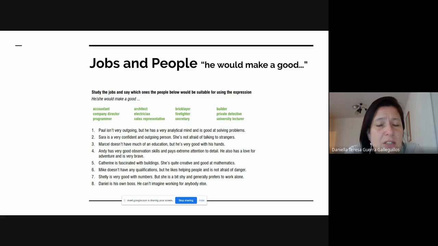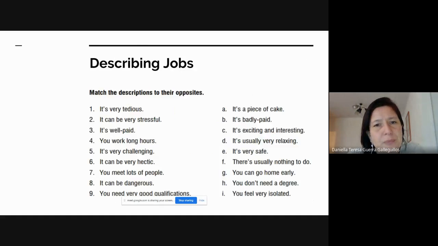Daniel is his own boss. He can't imagine working for anybody else. So if he doesn't like working for anybody else and he wants to be his own boss, maybe Daniel would be a good company director. So that was for practicing the expression he or she would make a good, and also a good way of paying attention to the adjectives for describing people.